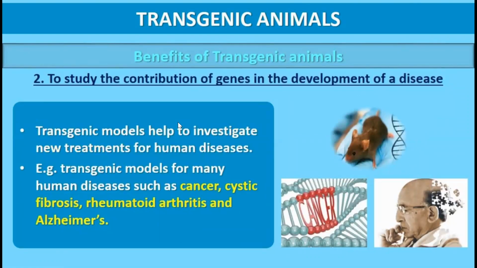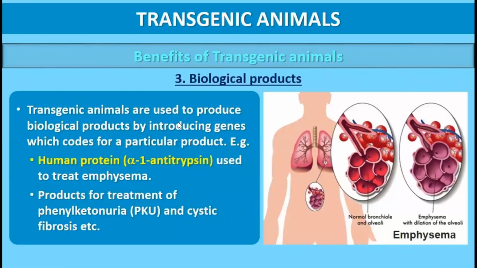The other one is to study the contribution of genes in the development of disease. A transgenic model helped to investigate new treatments for human diseases. Example, transgenic models for many human diseases such as cancer, cystic fibrosis, rheumatoid arthritis, and Alzheimer's. So in this case, many such diseases are studied by the production of transgenic animals.